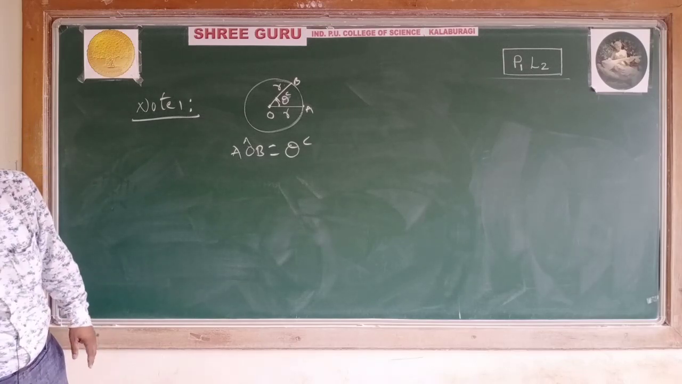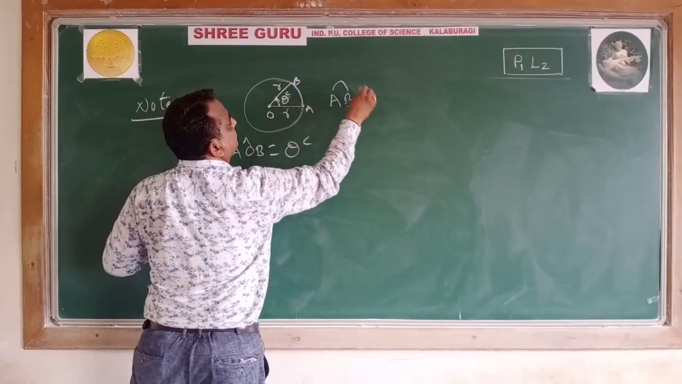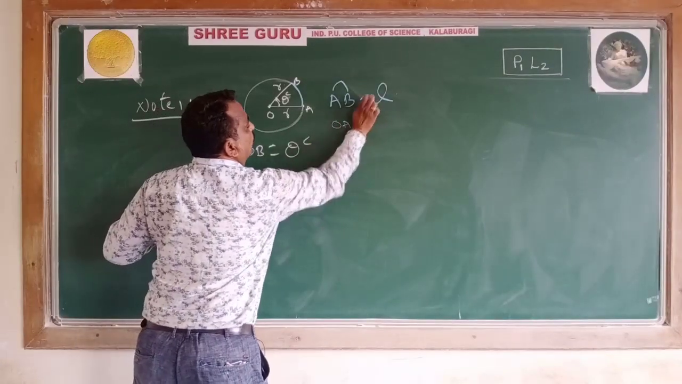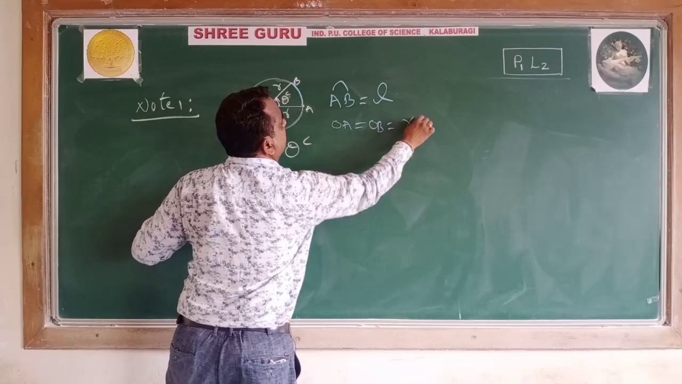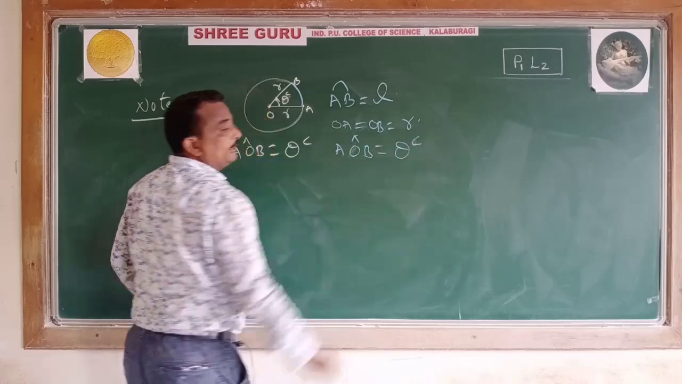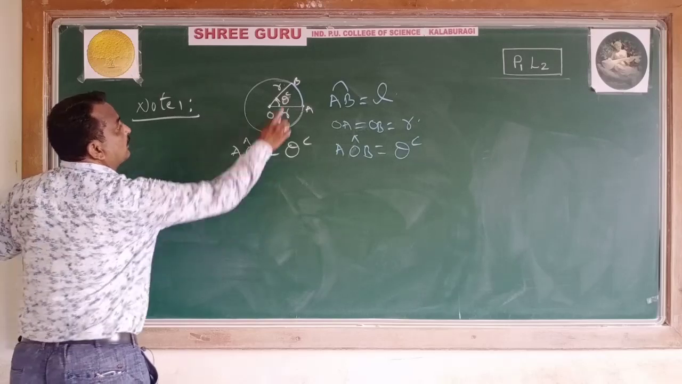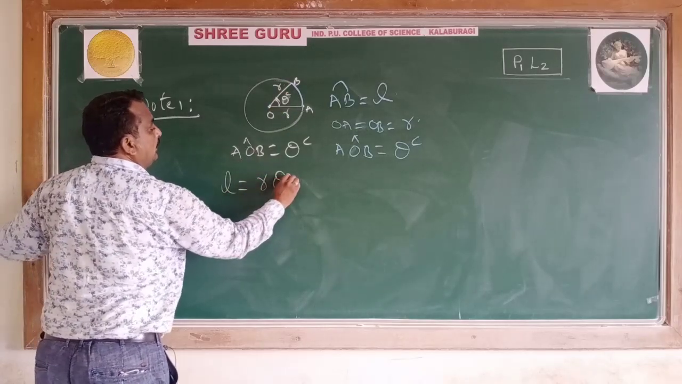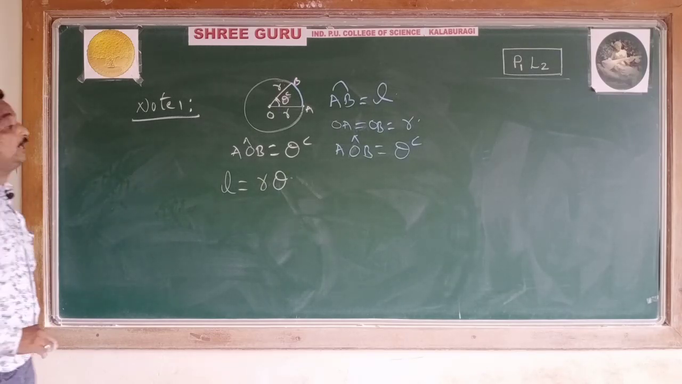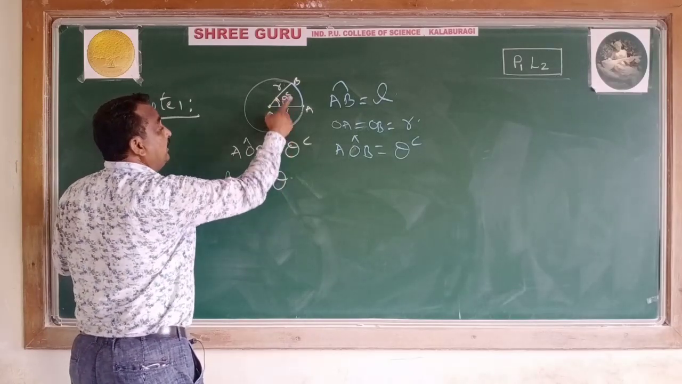The length of an arc, this AB, is the arc length. It is denoted by the length of an arc. OA and OB are the radii. Angle AOB is equal to theta. Here it is important that it is measured in radians. So the length of an arc is equal to r into theta, where r is the radius of the circle, and theta is the angle subtended at the center in terms of radians.